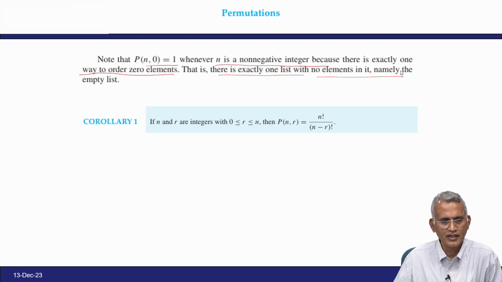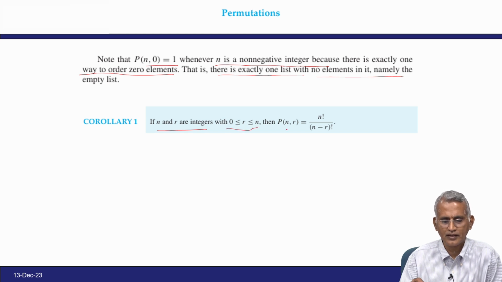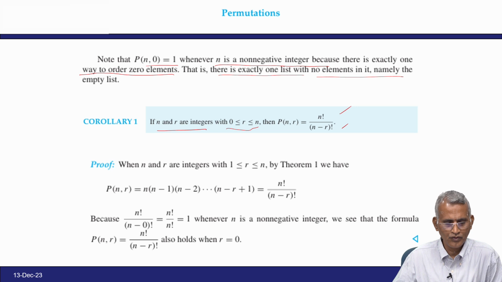The corollary says that if n and r are integers and r lies between 0 and n, then nPr equals n factorial divided by (n minus r) factorial. So, this is the formula for finding the permutation of n elements taken r at a time. Now, we have a proof.